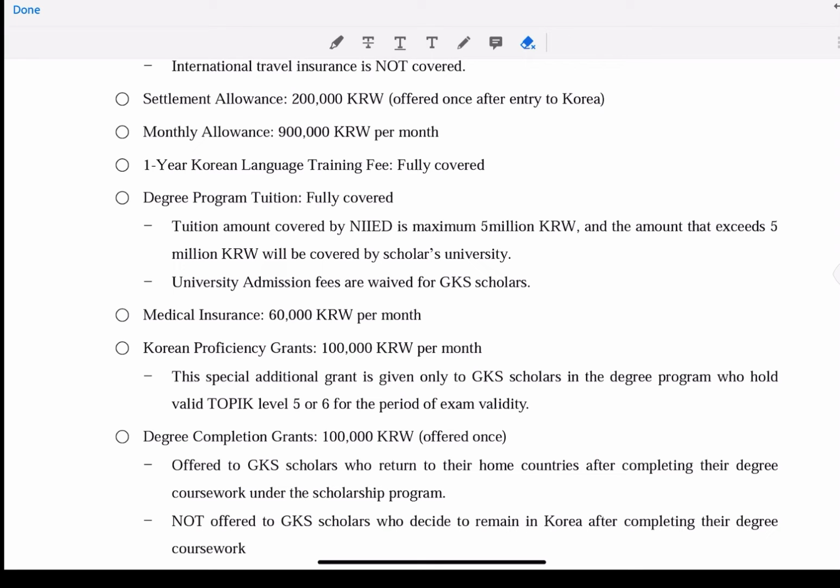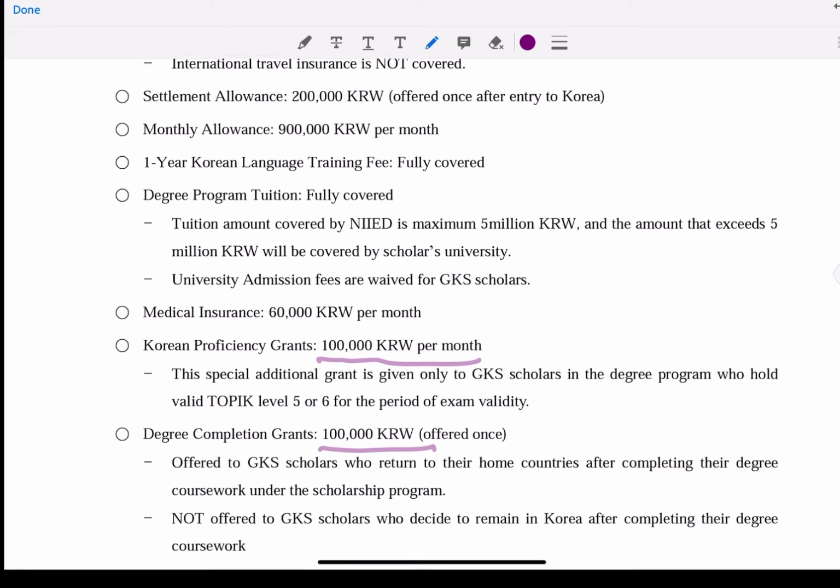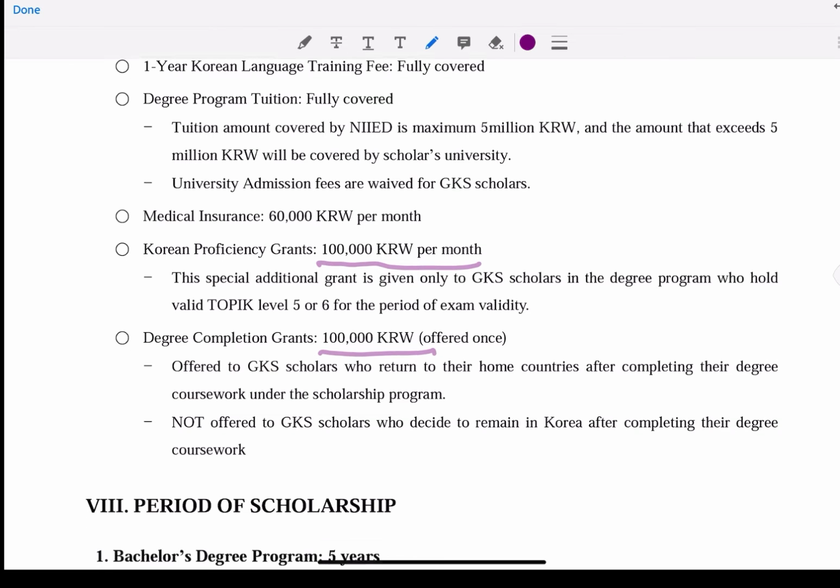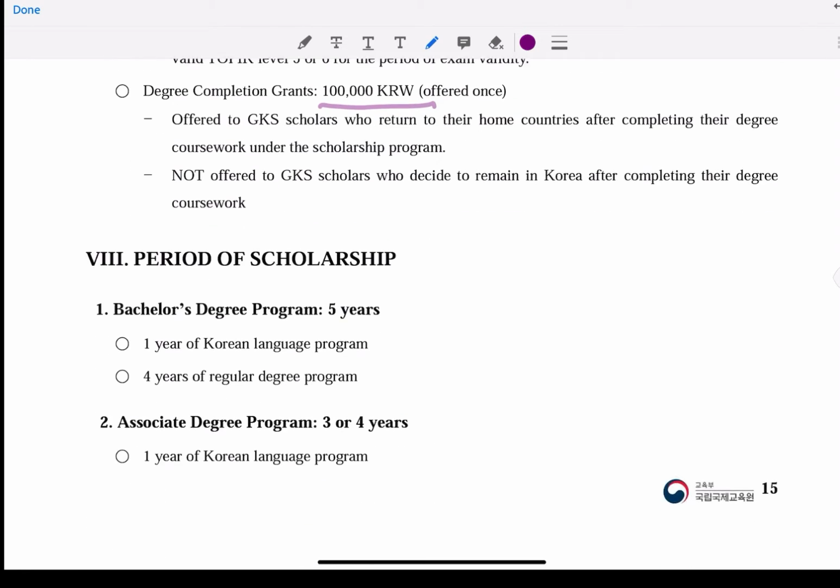But if you are unable to get it, your 900,000 monthly will be given, but this 100,000 extra will not be given, so you don't need to worry. Also, you will be given 100,000 Korean won as a degree completion grant if you wish to return to your home country after completing the degree program.